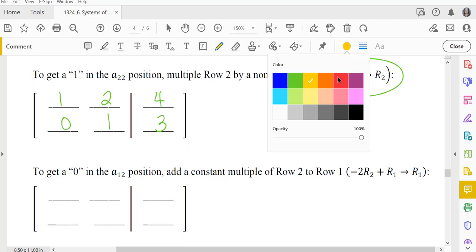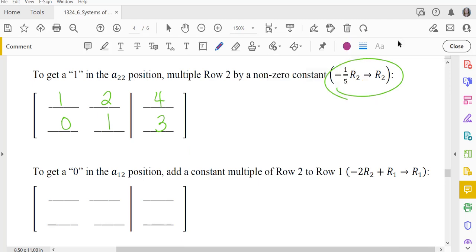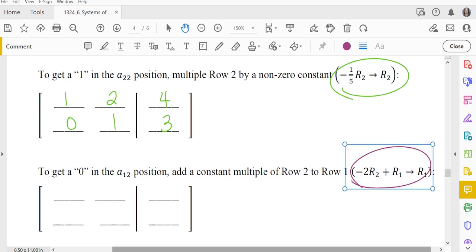To do that, I'm going to give you the row operation for now, right here. I need to multiply this row by -2 and add it to row 1. If I multiply this row by -2 and add it to row 1, am I going to do anything to row 2? No, I'm only changing row 1. So I'm going to write row 2 down again.